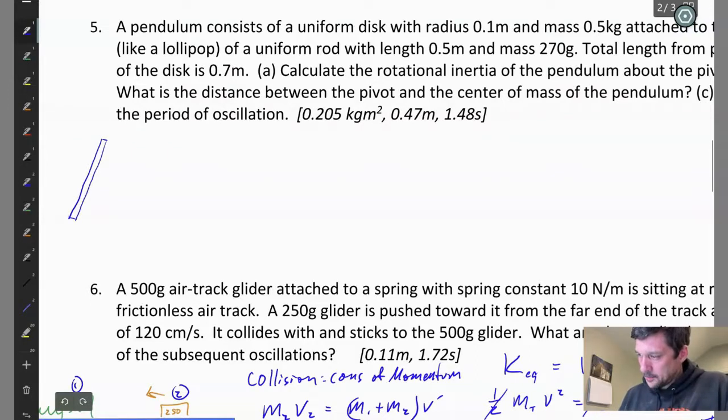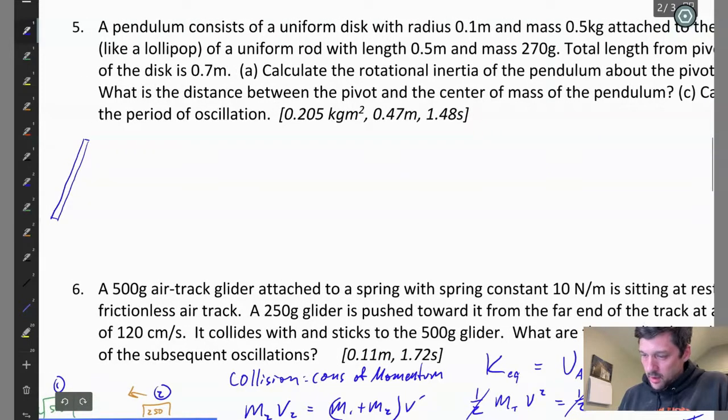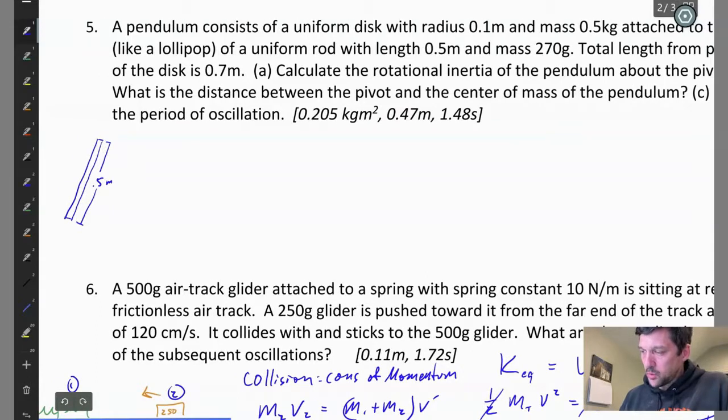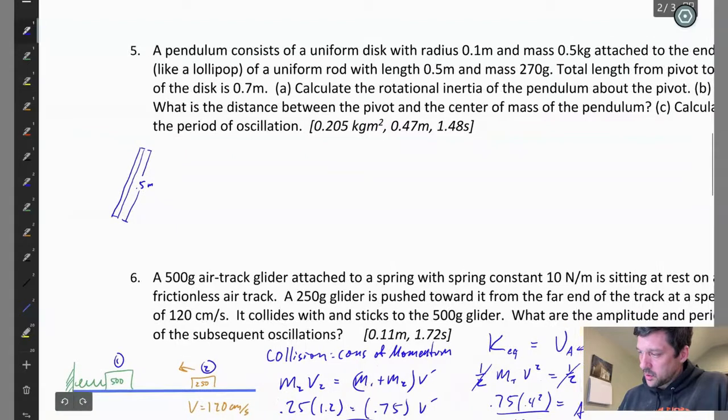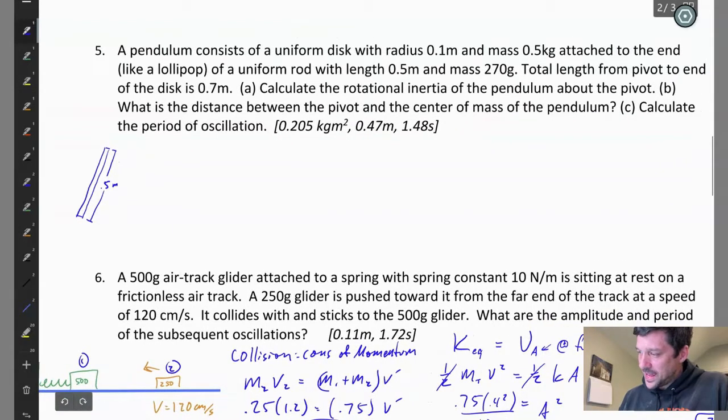A long rod. Start with that. A uniform rod with length of 0.5 meters and a mass of 270 grams, and a uniform disc with radius of 0.1 meters and some mass. And the total length from the pivot to the end of the disc is 0.7 meters.